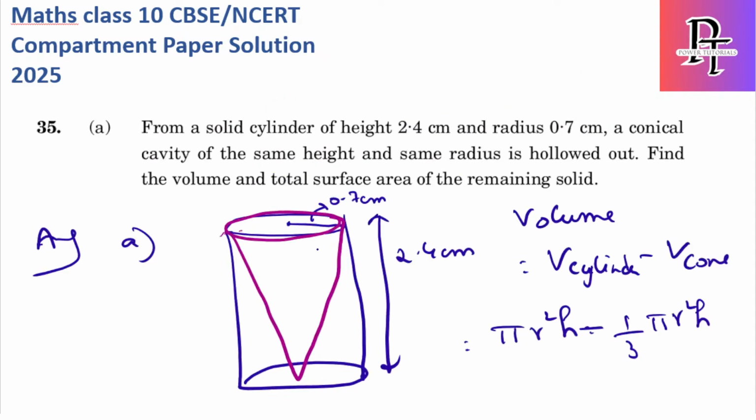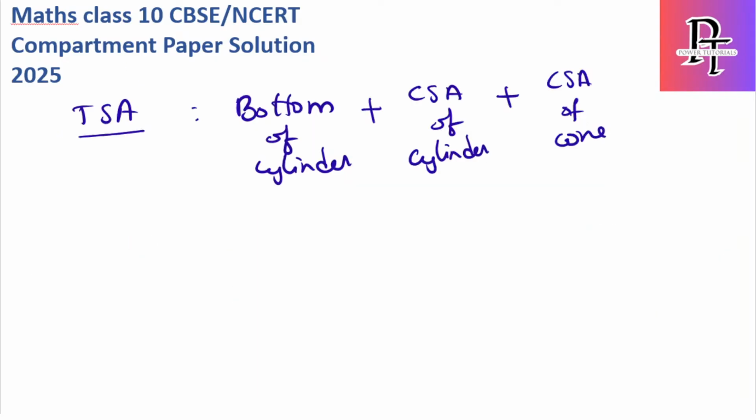In the same way, for the cone it is already removed, but we need the CSA of this conical part, but you don't have the base because the base is also removed. So this way it is bottom of the cylinder plus CSA of the cylinder plus CSA of the cone. So let's substitute all the formulas and get the answer.